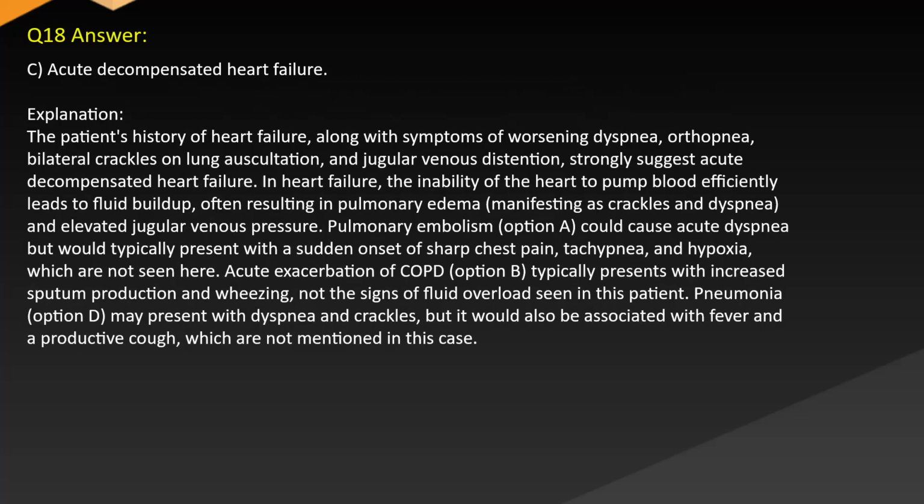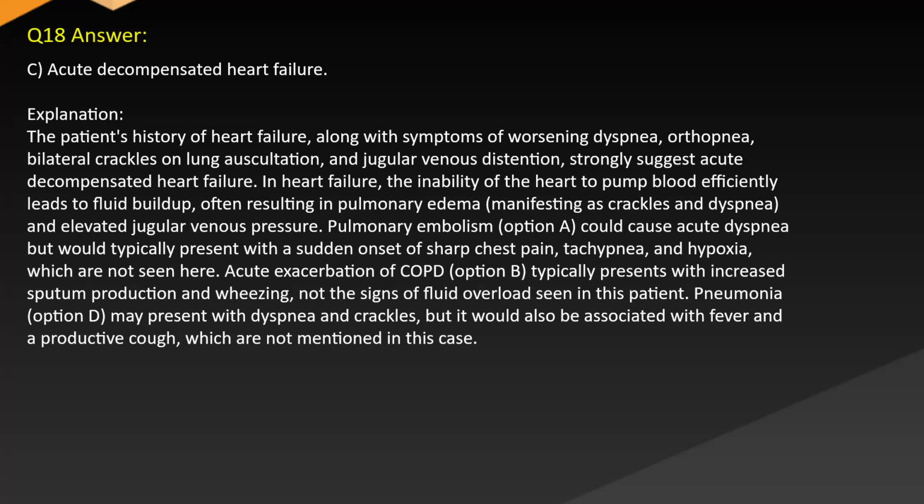Answer: C. Acute decompensated heart failure. Explanation: The patient's history of heart failure, along with symptoms of worsening dyspnea, orthopnea, bilateral crackles on lung auscultation, and jugular venous distension, strongly suggest acute decompensated heart failure. In heart failure, the inability of the heart to pump blood efficiently leads to fluid buildup, often resulting in pulmonary edema manifesting as crackles and dyspnea.